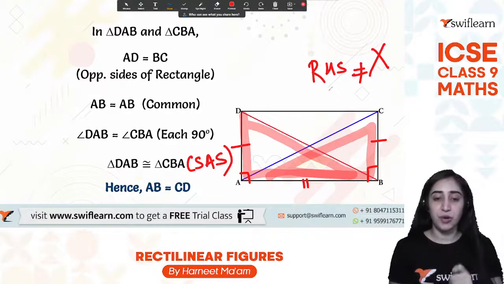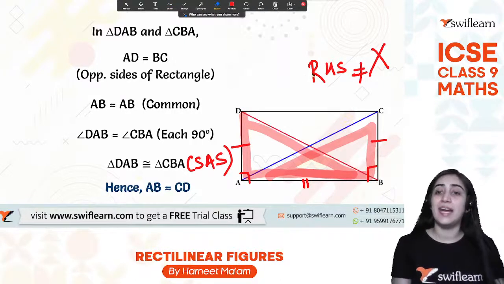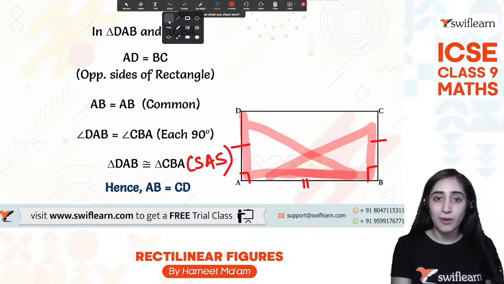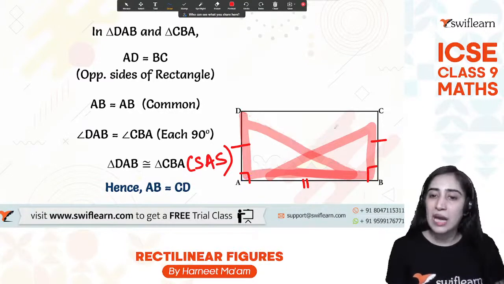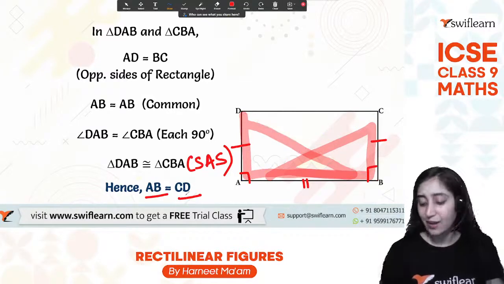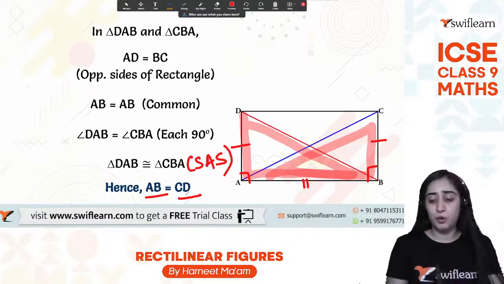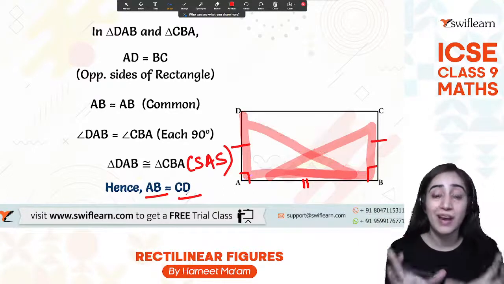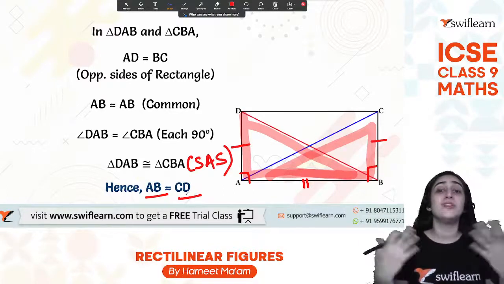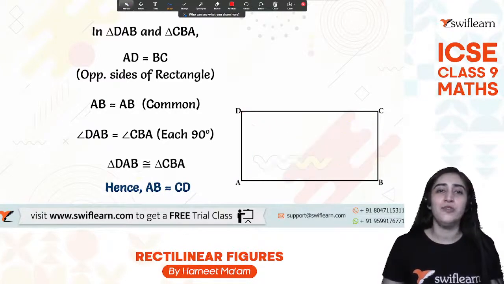All right, that's important. Now that I know these two triangles are congruent by the side angle side congruency criteria, I know the hypotenuse will also be the same, which gives me AB is equal to CD. I hope it's clear now. It became so simple, right? So I am able to prove that the triangles are congruent and both the rectangle's diagonals are equal. All right, moving on to the next one.